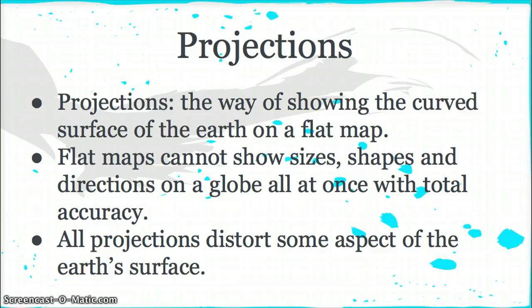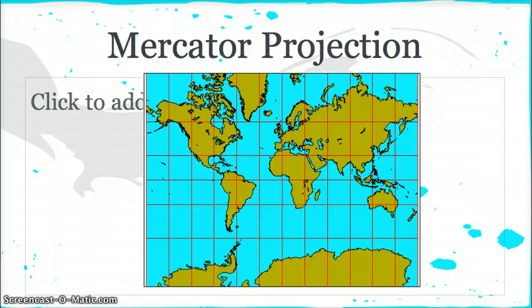Projections, the way of showing the curved surface of the Earth on a flat map. Flat maps cannot show sizes, shapes, and directions on a globe all at once with total accuracy. All projections distort some aspect of the Earth's surface. So we're going to go through each one of these projections. A Mercator projection. This is what it looks like. The map in our classroom is going to be a Mercator projection.